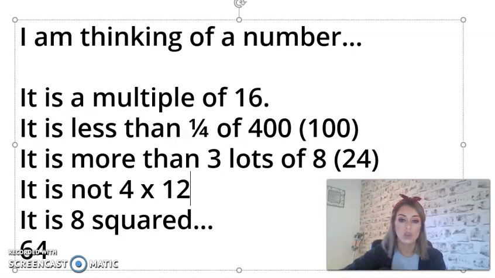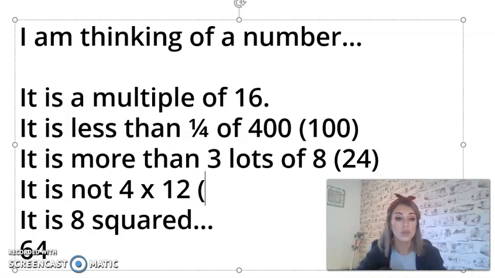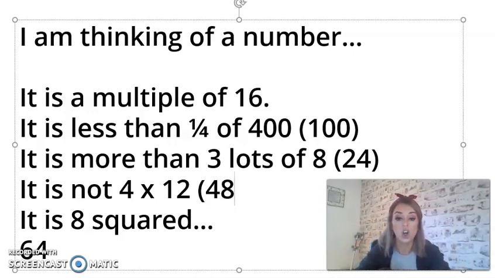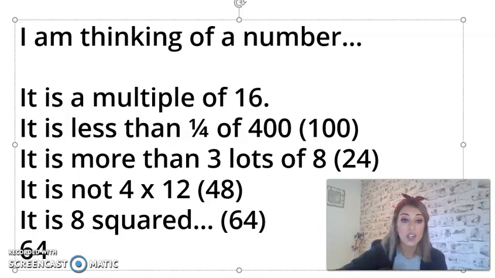It is not 4 times 12. And I know that 4 times 12 is, well, I use my 12 times table or my 4 times table. So 12, 24, 36, 48. It is not 48. 48 is not the answer. It is 8 squared, and we know that when you square a number, you times it by itself. And 8 times 8 is 64. So that is how I got to the answer. Well done if you got that. Let's move on to the lesson.